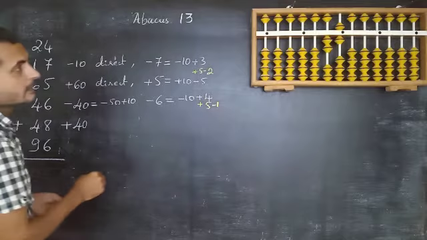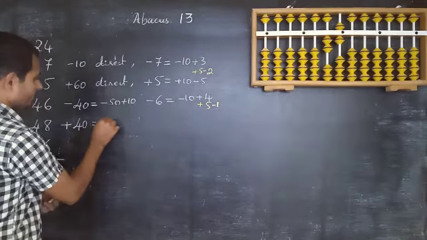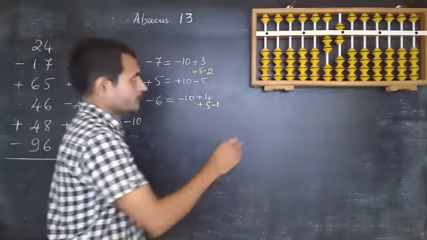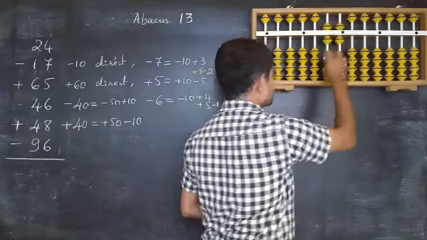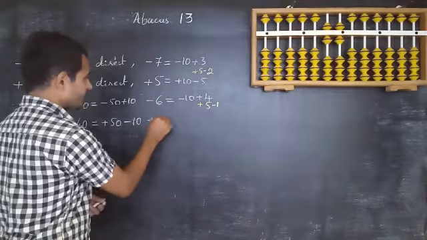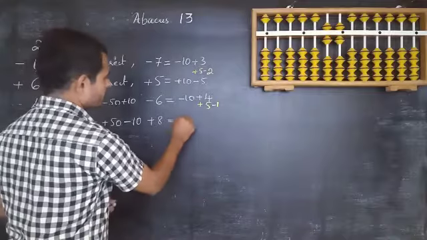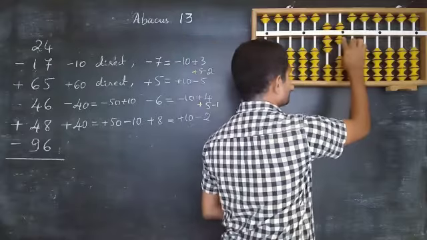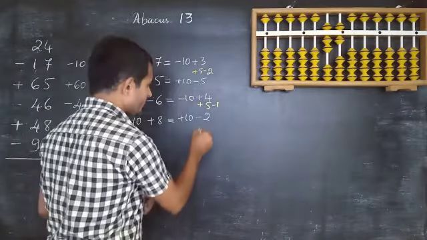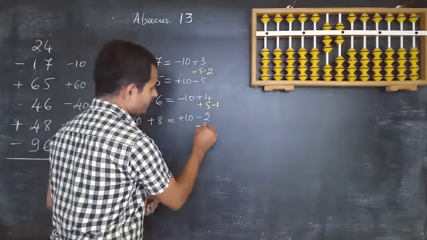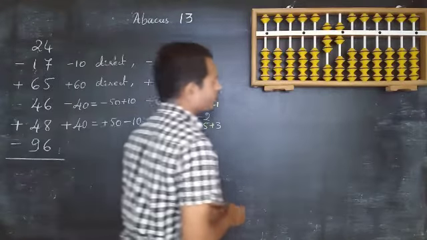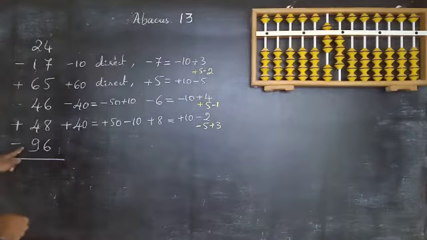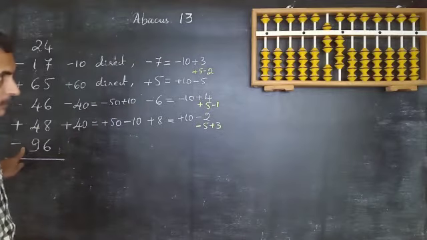Now plus 48: plus 40 is equal to plus 50 minus 10, plus 8 is equal to plus 10 minus 2. Minus 2 is not possible, so minus 2 is equal to minus 5 plus 3. And minus 96. Minus 96 is not possible.